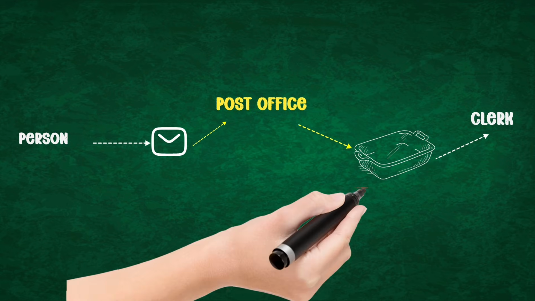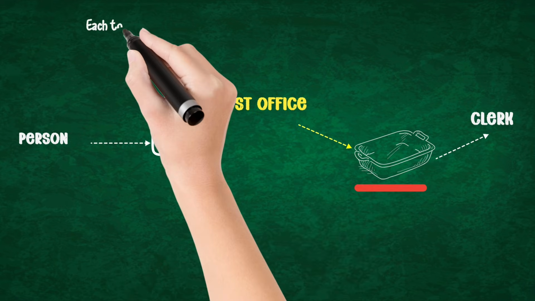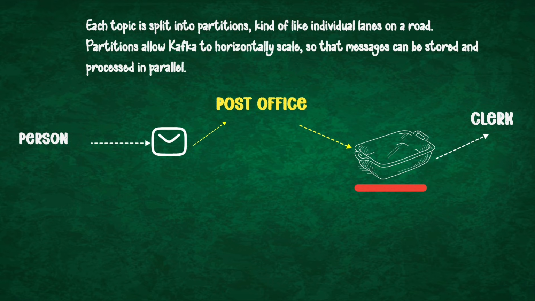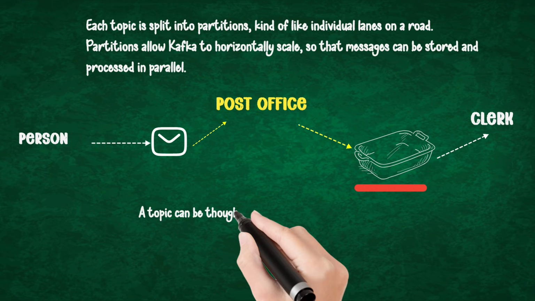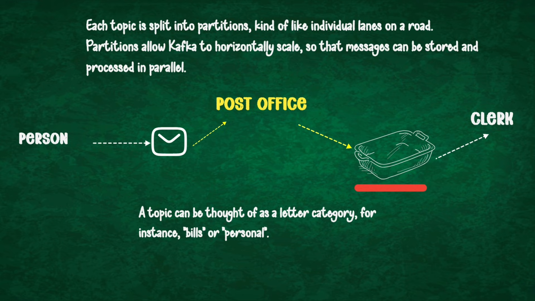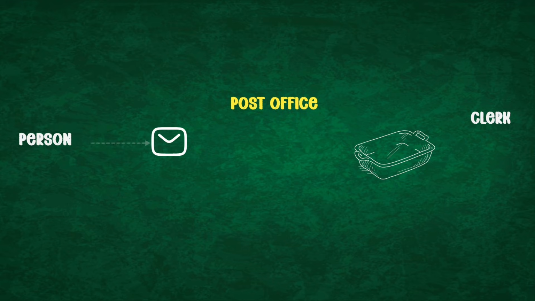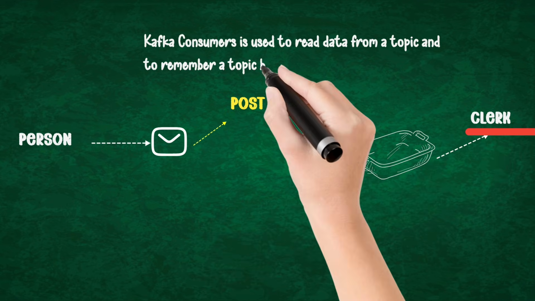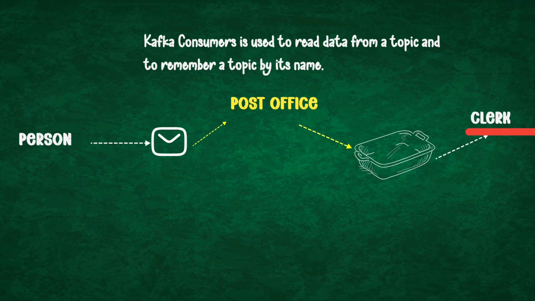Here, this tray can be thought of as partitions. Partitions allow Kafka to horizontally scale so that messages can be stored and processed in parallel. Lastly, let's look at the clerk. The clerk here is the Kafka consumer that is reading the data from a topic and remembers the topic by its name.